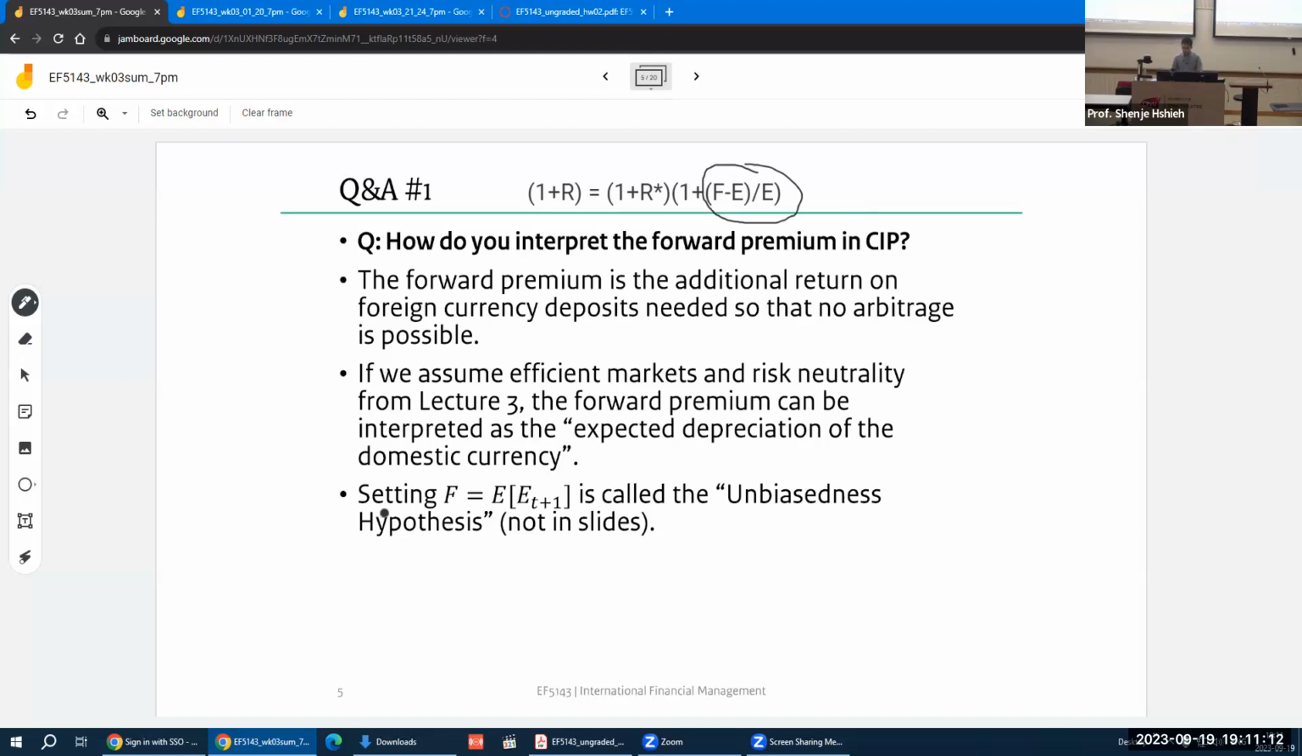And there is a term that characterizes that interpretation of the forward premium, and it's called the unbiasedness hypothesis, which I didn't put in the slides because you'll never see it again anywhere else, okay? But the idea here is that we can swap F out for average beliefs about what future E should be if we impose some assumptions, which we will do today, okay?